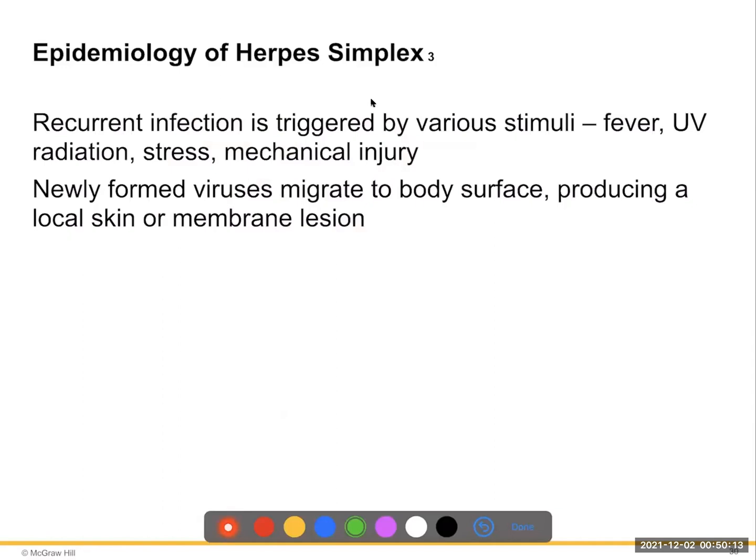Recurrent infection is triggered by various stimuli. A lot of it varies, but they come out mostly from sunlight, stress, chocolate, and peanuts. Those four things tend to bring them out in individual people. Fever can also stimulate it, UV radiation, stress, or mechanical injury. Damage to the area makes the virus come back out in that area. Newly formed viruses migrate to the body surface, producing a local lesion or mucosal lesion. That's your cold sore or canker sore.